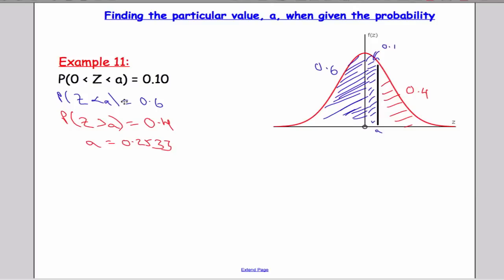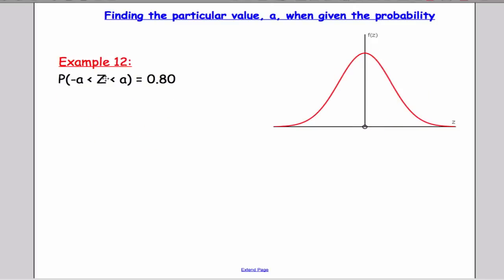Okay, one more example to go. What about minus a less than z less than a is 0.80. So again, let's draw our diagram. Call that a, call that minus a, and I know that the total area chopped between those two lines is 80%, or 0.8. The total area is 0.8.